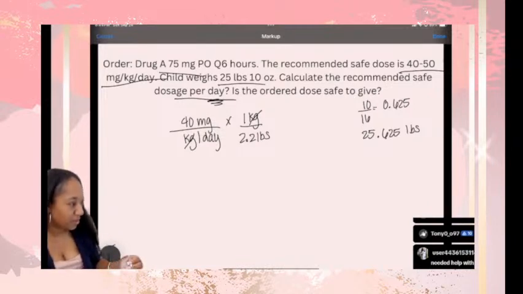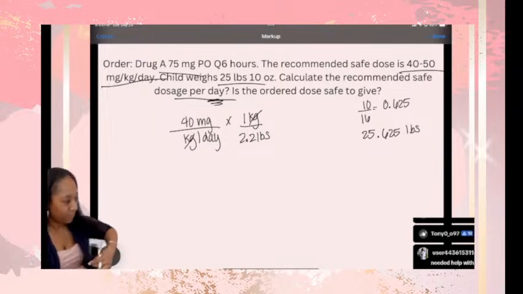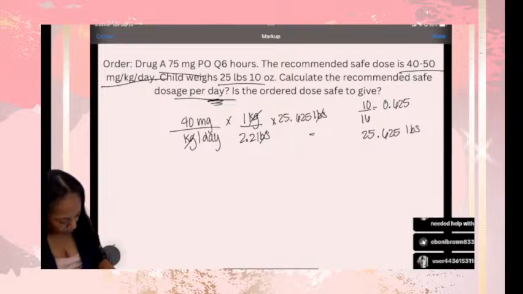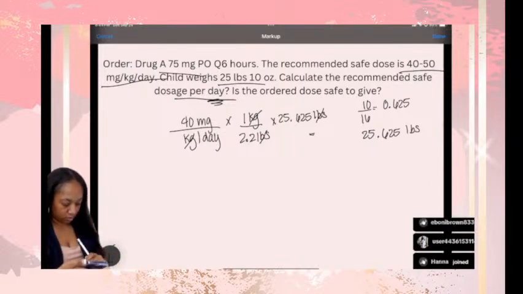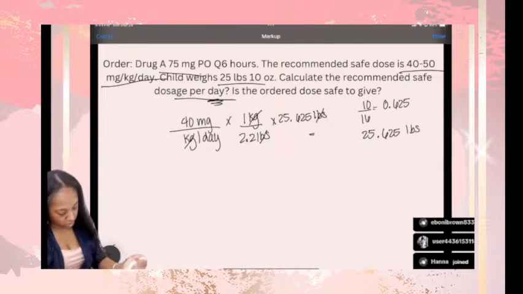All right. Okay, with converting the weight, I'll show you how to really do it. I just did it kind of quick because we did a couple of examples, but I'll go back at the end and show you what it looks like to set up the weight conversion, okay? Alright, so our weight is 25.625 pounds. Cross that out. And we have 40 times 1 times 25.625, divided by 2.2. It's going to be 400. You're welcome.